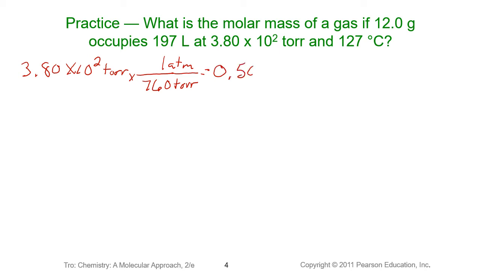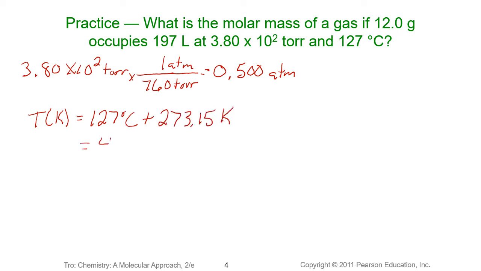We get 0.5 atmospheres. We also have to convert our temperature, which is 127 degrees Celsius. We end up with 400.15 Kelvin. Our volume is good, so we can solve for the number of moles.